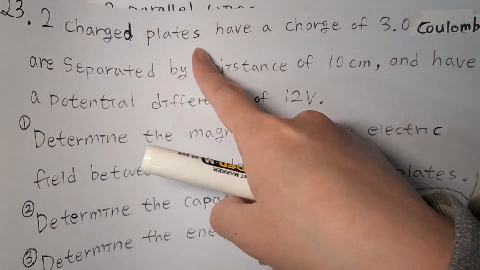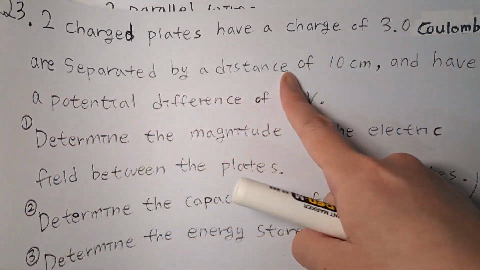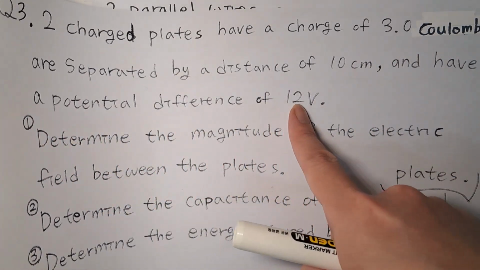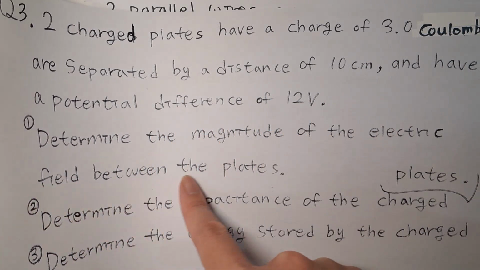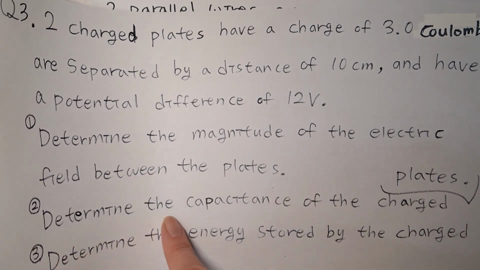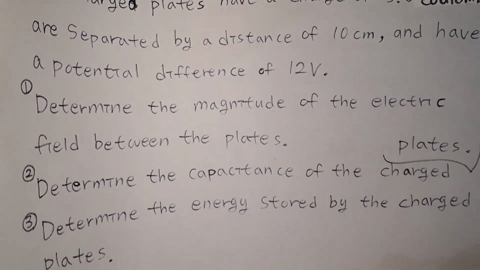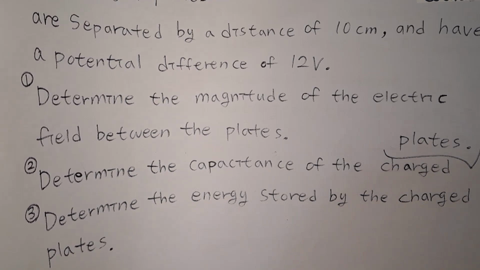Two charged plates have a charge of 3 coulombs, are separated by a distance of 10 centimeters, and have a potential difference of 12 volts. Determine the magnitude of the electric field between the plates. Determine the capacitance of the charged plates. Determine the energy stored by the charged plates.